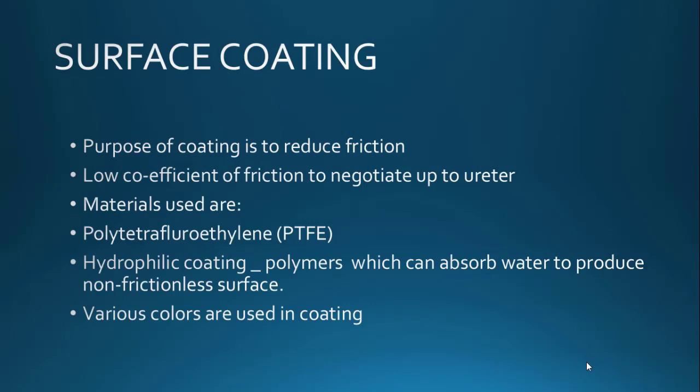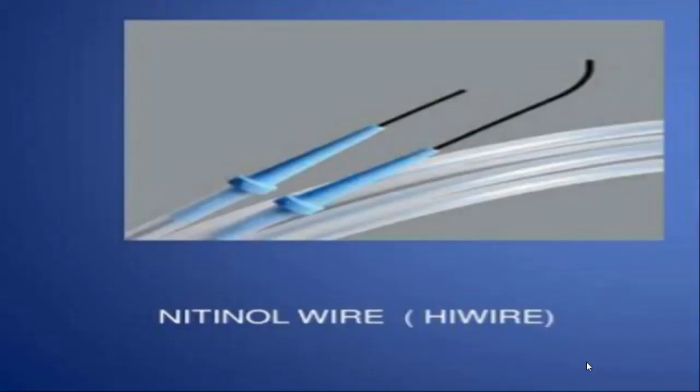On the basis of surface coating, the purpose of the coating is to reduce friction, a low coefficient of friction to negotiate up to the ureter. Materials used are polytetrafluoroethylene and hydrophilic coating. These are polymers which can absorb water to provide a nearly frictionless surface. Various colors are used in coating. This is a nitinol wire or hybrid wire.